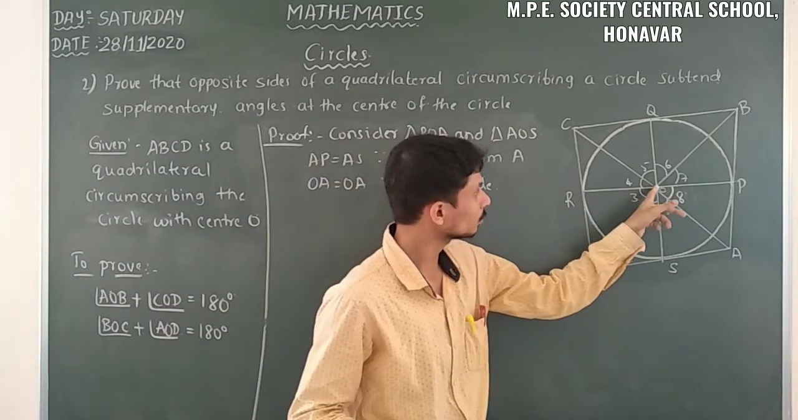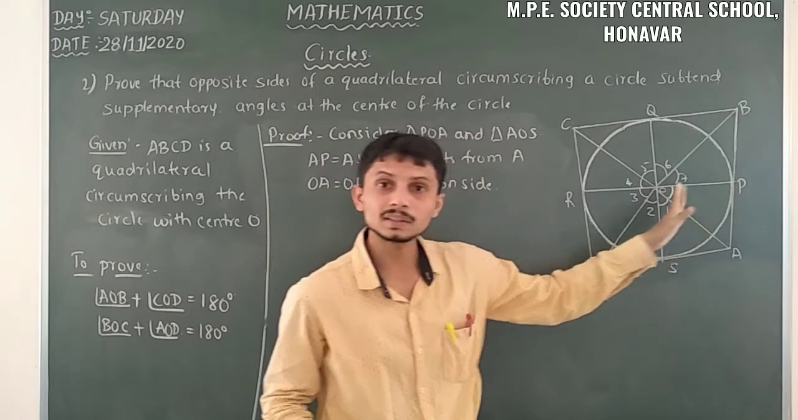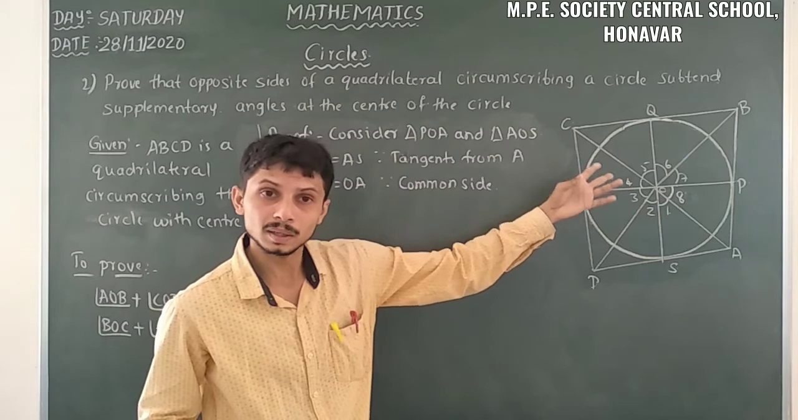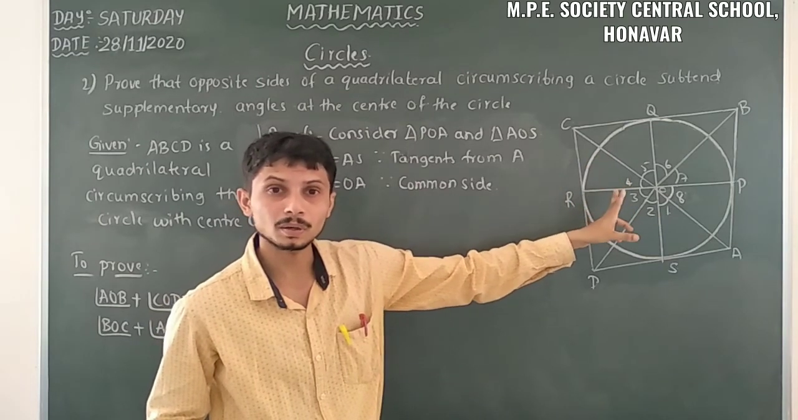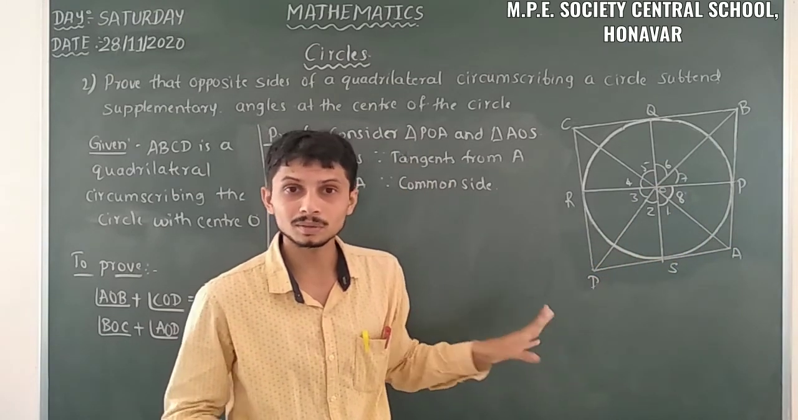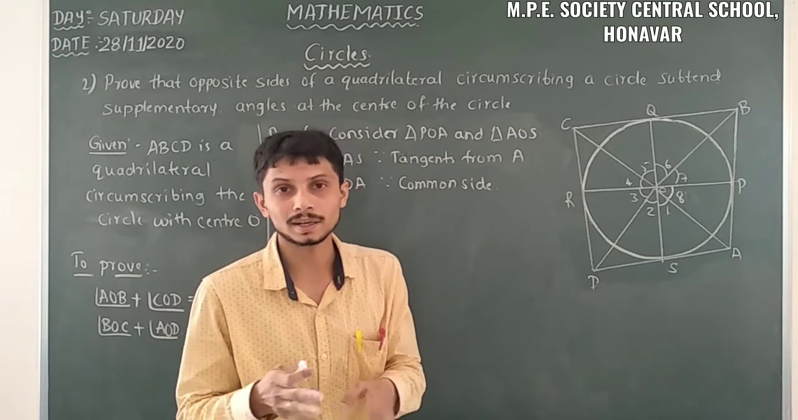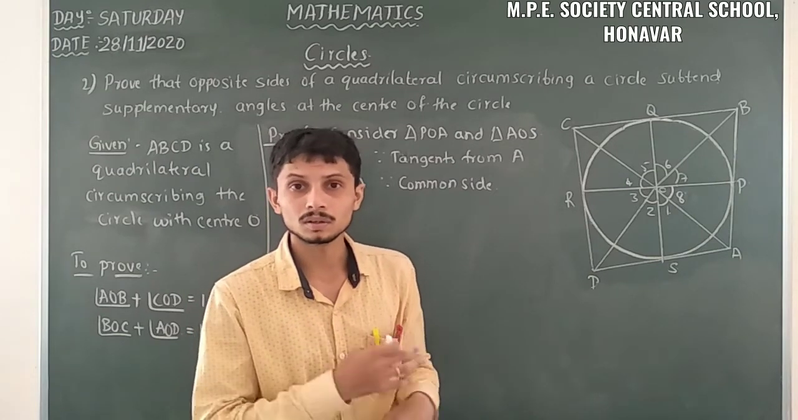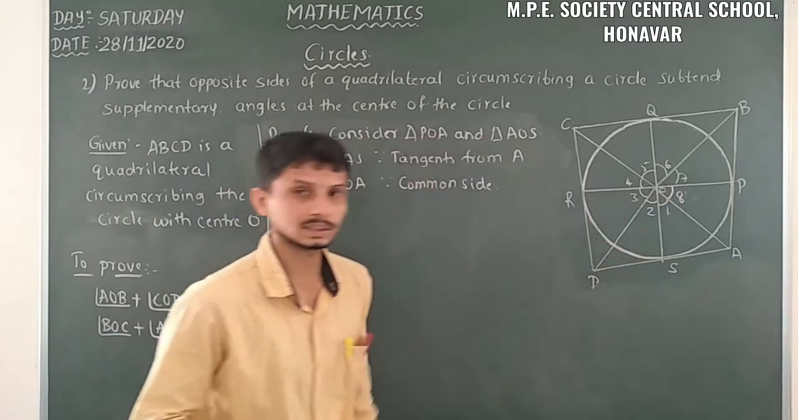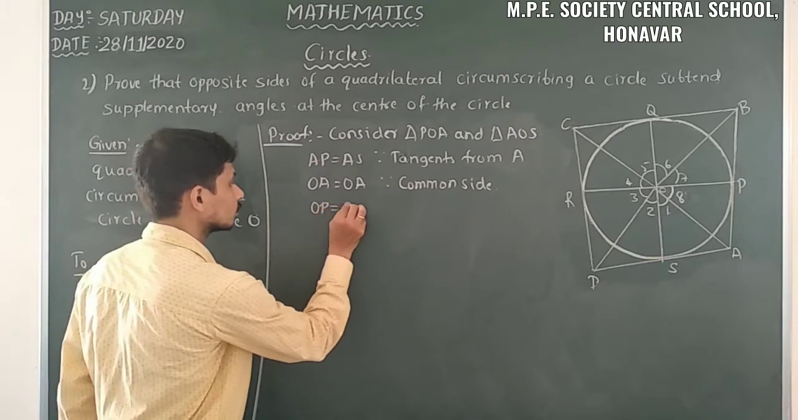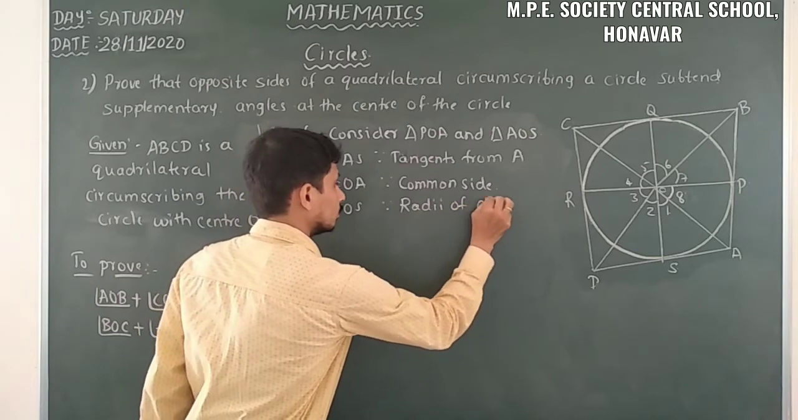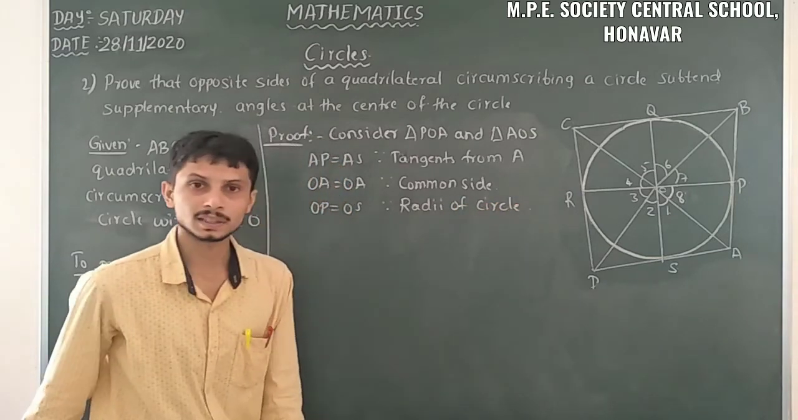That is, here just observe OS and OP are the radii. Here there are many radii. OR is there, OQ is there. So particularly when we consider the pair of triangles, those two radii become the corresponding sides of the two triangles. We consider it as a congruent triangle when we have to prove it as a congruent triangle. Here in this case, OP and OS. OP is equal to OS because they are radii of the circle.